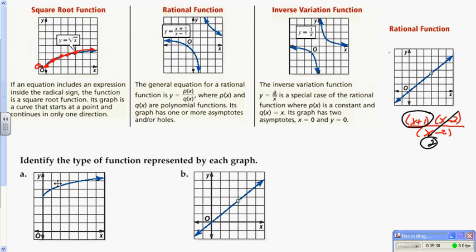All right, so in looking at these two examples, what are we looking at? This stops, and it gradually increases like that. This is a square root function. This one we just talked about. There's a hole in it. So a rational function.